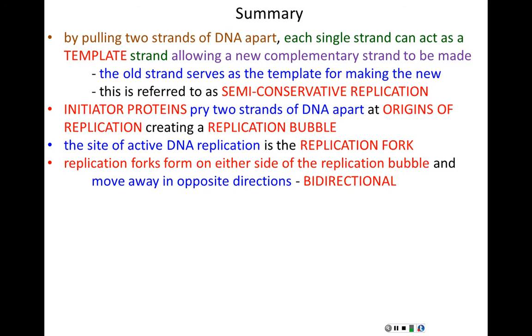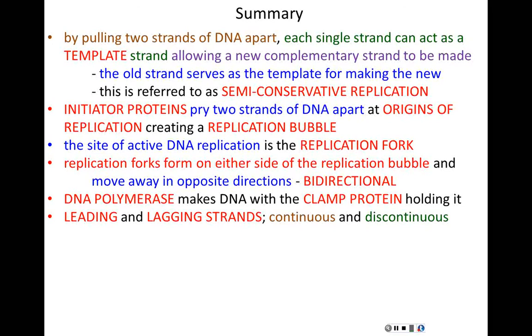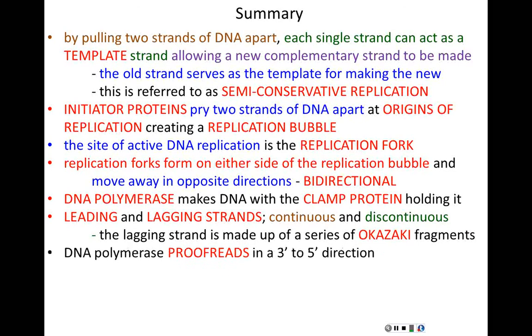DNA polymerase is the enzyme responsible for making DNA. It normally would float away with each added nucleotide, but it is not allowed to because of the clamp protein, which holds it in place. We defined leading and lagging strands. The nature of DNA being anti-parallel, but also being restricted to 5' to 3' synthesis, means that one of our strands can be made continuously, following behind the replication fork, and we call that the leading strand, while the other strand needs to be made in segments that move away from the replication fork. They are made discontinuously, and we call those our lagging strands. The individual segments of DNA that make up the lagging strand are called Okazaki fragments.